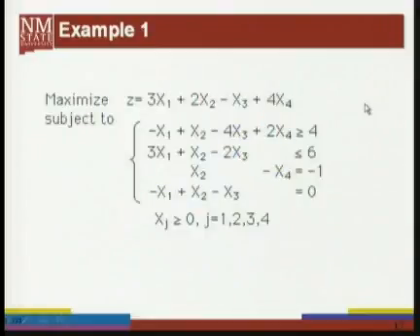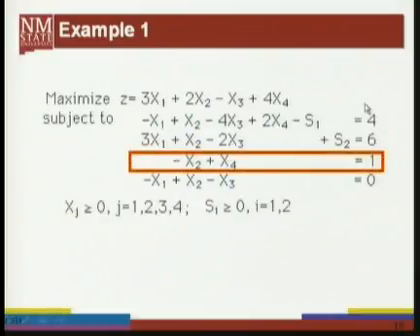Okay, then let's consider another example. Suppose we are given this LP model. First, modify the third constraint so that we have right-hand side greater than or equal to 0. So we have negative x2 plus x4 equals 1. Next, add slack variable and subtract surplus variable to convert inequalities to equations.